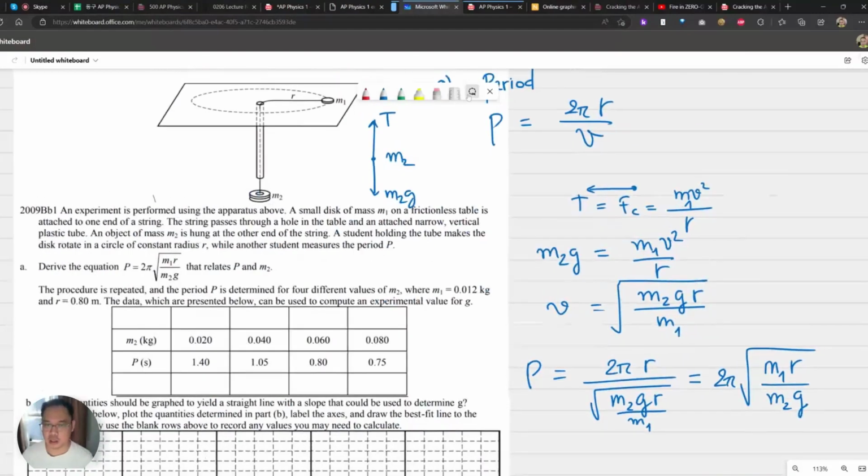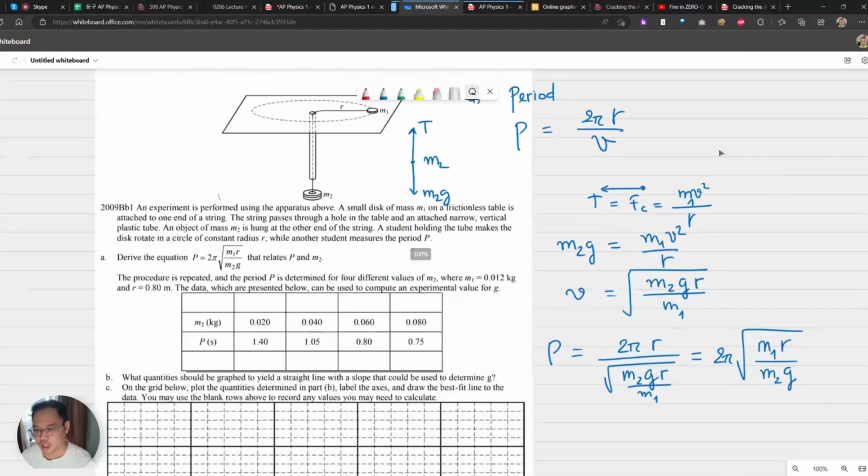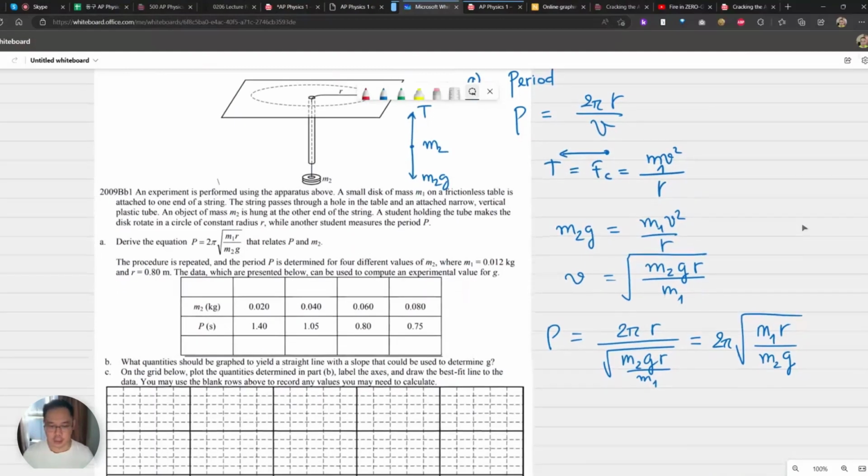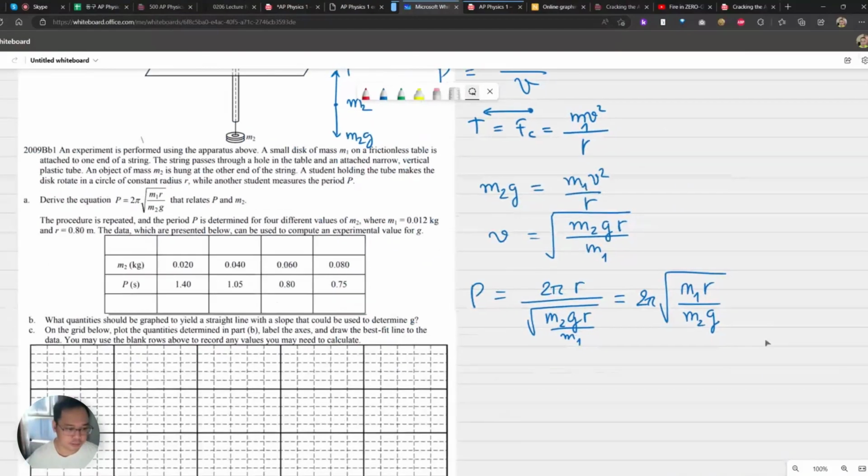So the point is the understanding of the force equilibrium here: the tension is equal to the centripetal force and equal to the weight of the second object. Question A is done. Now question B.